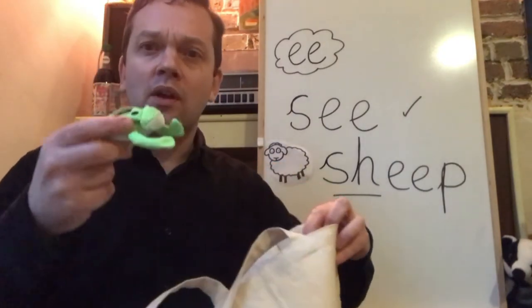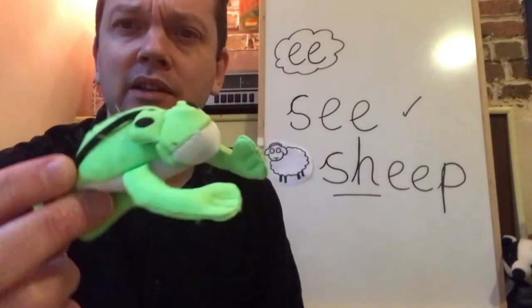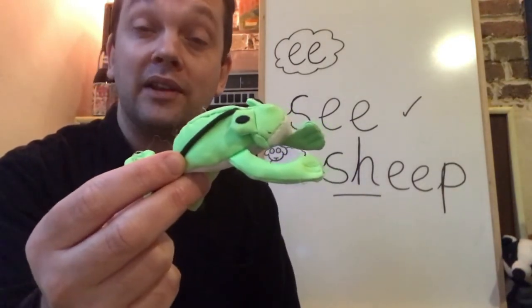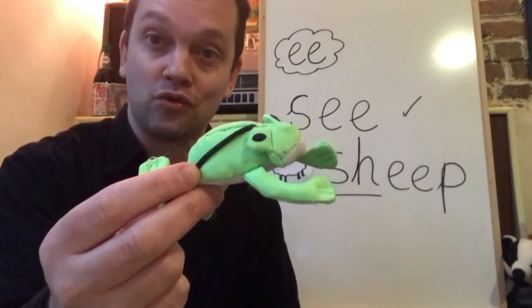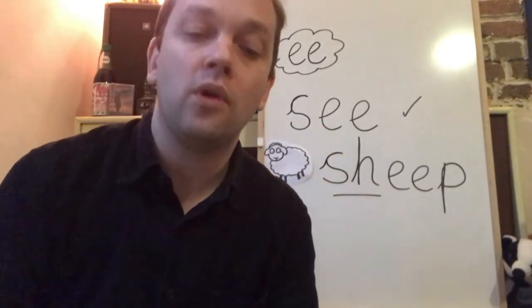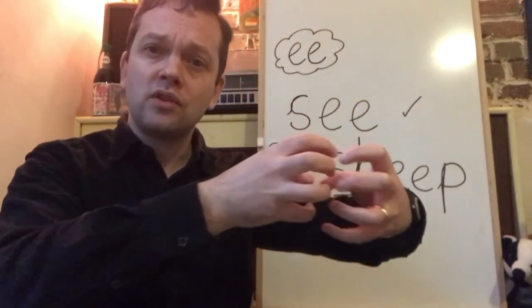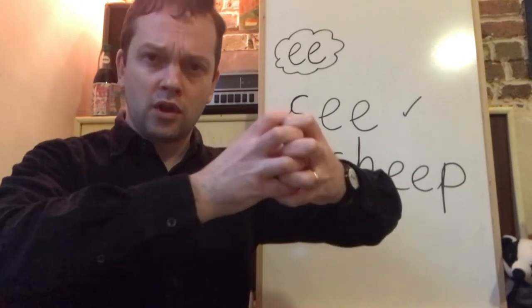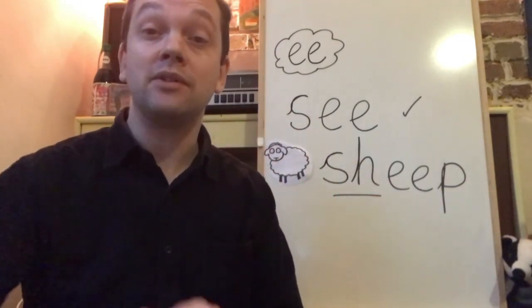Now it's one of Wendy's toys. It is Freddy the Frog. Freddy the Frog. What colour is Freddy? Yeah, he's green, isn't he? Green. Our word is green. Stretch it out. Green. Green. Now sound it out.